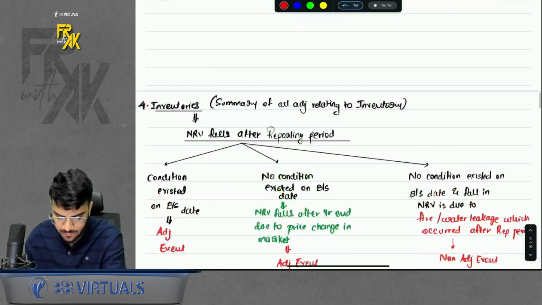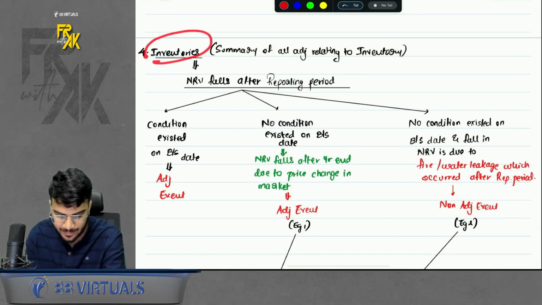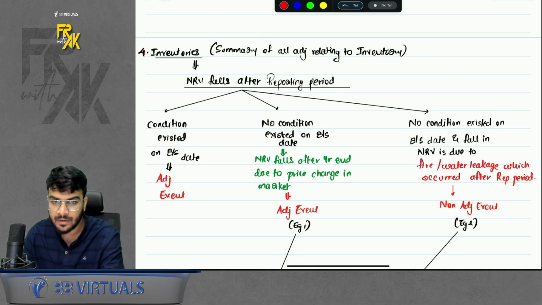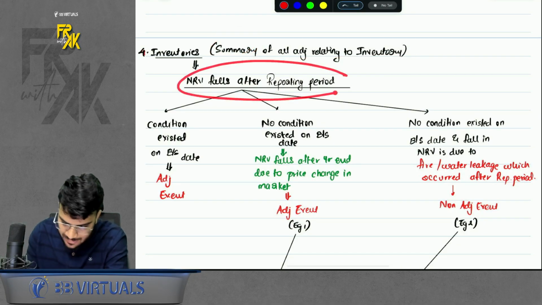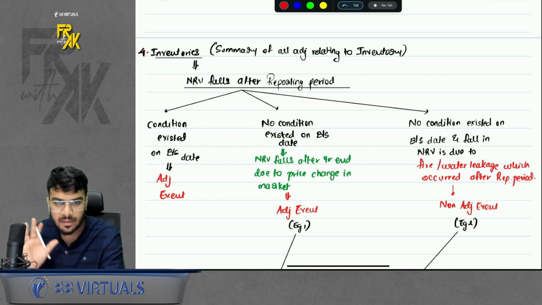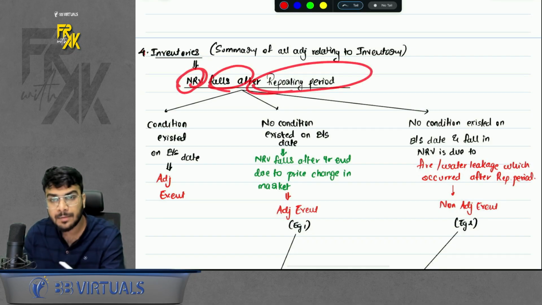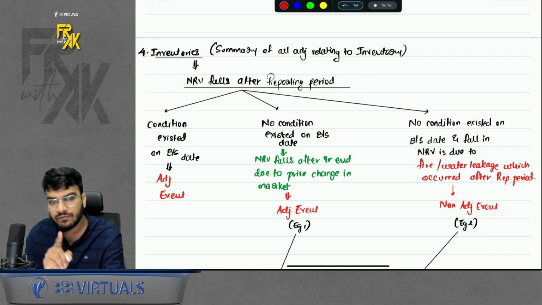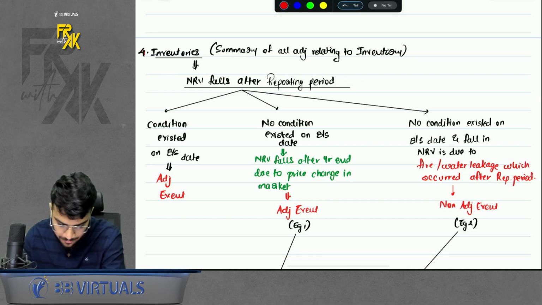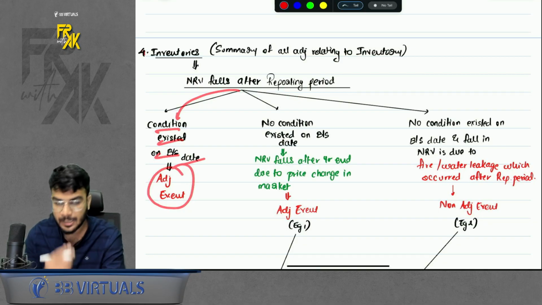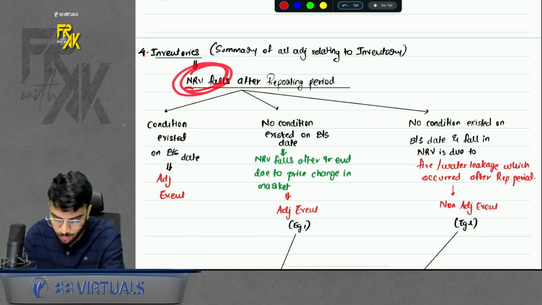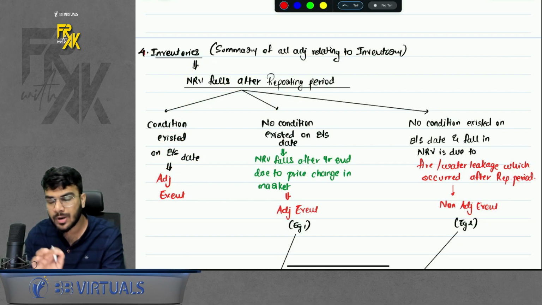There is one more special case related to inventories. This is nothing but a summary of all adjustments of inventories. If you know this summary, all types of questions relating to inventories get covered. There will be no more confusion. In the question, they say the NRV falls after the reporting period of inventory. If the NRV falls after the reporting period and there was a condition existing on year end for this fall, then it is an adjusting event.